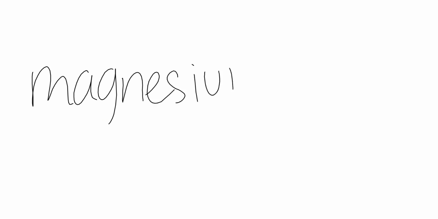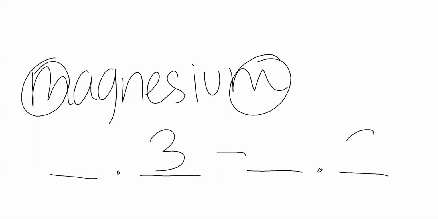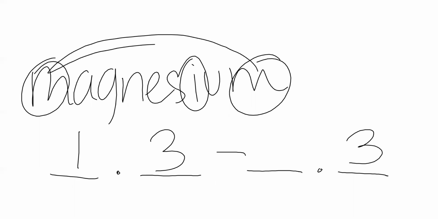So how I remember magnesium is, let me just write the place settings here, is the M's turn into the 3's again, and there's 2 M's, there's 2 3's, and the I here turns into the 1, and then we have 2 M's, so that turns into the 2 here, so it's 1.3 to 2.3 for magnesium.